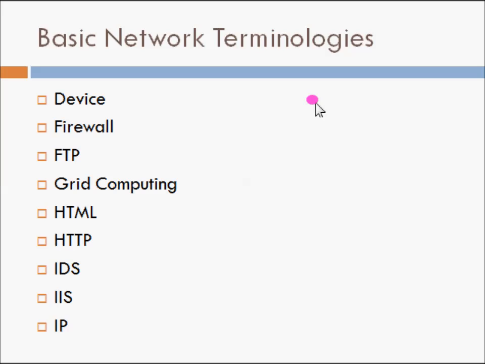Next is device. It refers to the individual hardware components that make up a unique hosted configuration. Next is firewall, a piece of security software or hardware designed to protect web servers. FTP, short for File Transfer Protocol, a method of allowing remote users and web servers to exchange files. Grid computing.